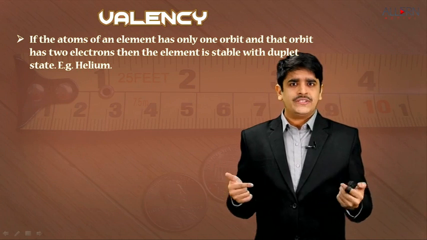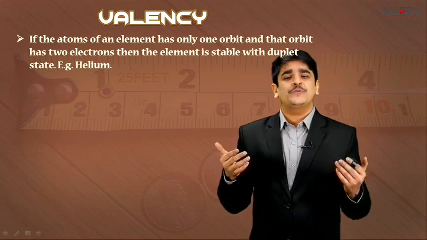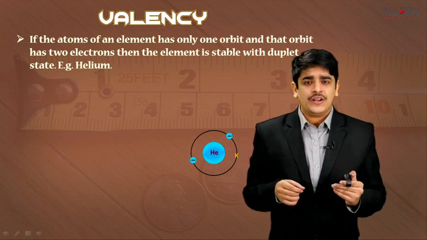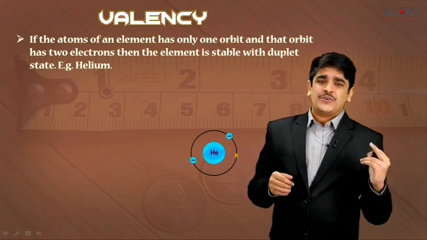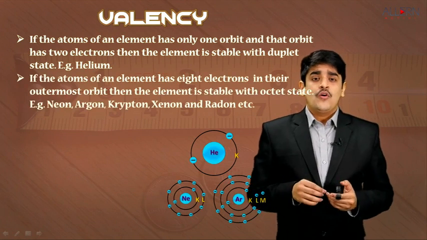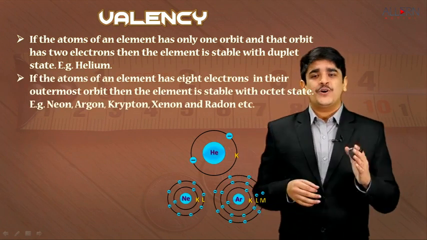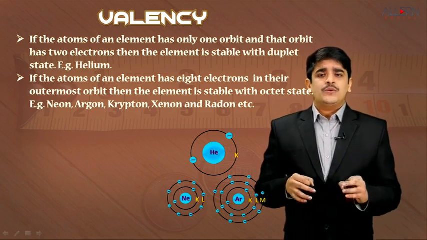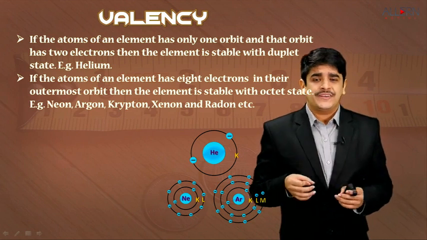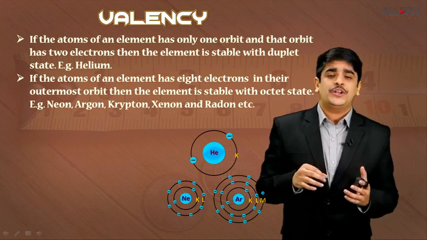And if you don't want to be stable according to the duplet rule, you have the option of the octet rule. Have a look. So here we have it. Helium over here has a single shell, 2 electrons in that shell, so it is absolutely stable. However, other noble gases are going to follow the octet rule. So if the atom of an element has exactly 8 electrons in the outermost orbit, then that element is stable according to the octet rule.